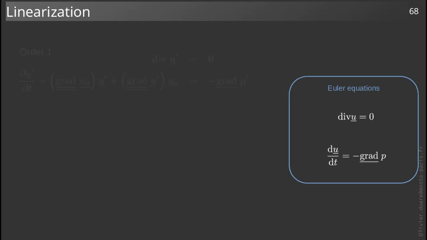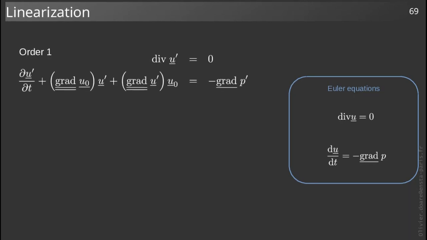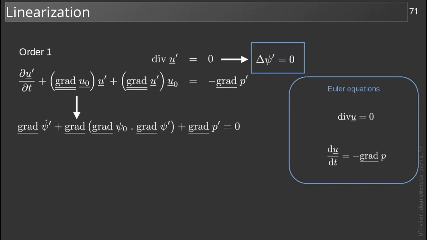Let us go to order 1. Here is what we get. The only neglected term is the term gradient of u prime times u prime, which is of order 2. By introducing the potential psi prime into the divergence of u prime, we get the Laplace equation for the potential at order 1. The conservation of momentum terms can be rearranged to put this equation in the form of a sum of three gradients. After integration, we obtain an equation which links the pressure to the velocity potential.